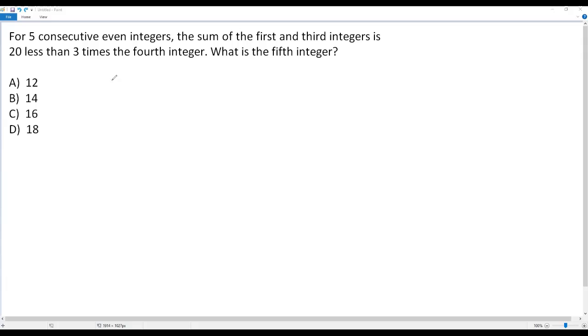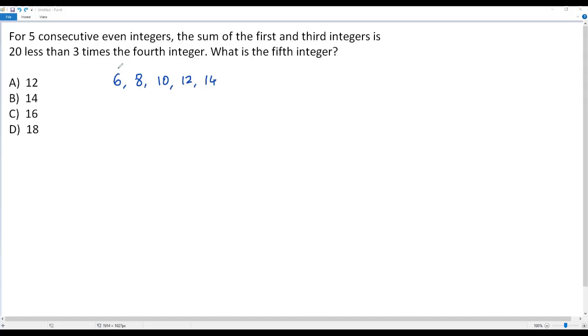For example, I say 6 is the first even integer. After 6, to get the consecutive even integer, what should I do with this 6? I have to add 2 to the 6 so that I'm getting the consecutive even integer 8. After 8, I have to add 2 to this 8, then I'm getting 10. After 10, I add 2 and get 12. After 12, we get 14 by adding 2 to this 12.